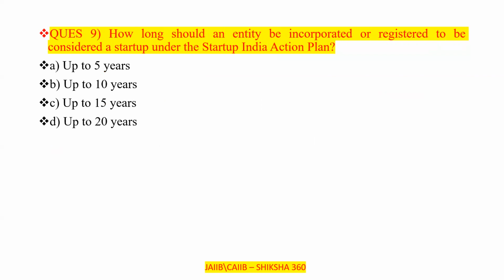How long should an entity be incorporated or registered to be considered a startup under the Startup India Action Plan? Option A, up to 5 years. Option B, up to 10 years. Option C, up to 15 years. Option D, up to 20 years. We have covered both the initial definition and the expanded definition of the Startup India Action Plan. Option B will be the correct answer, that is up to 10 years.